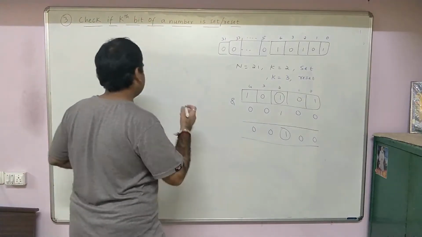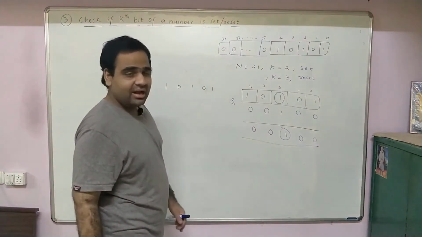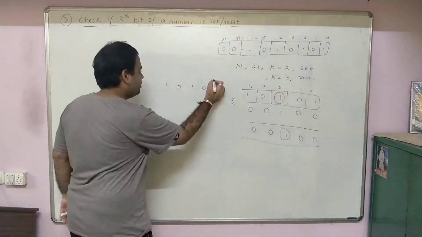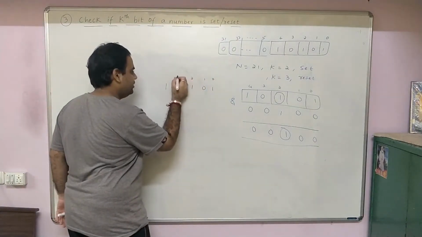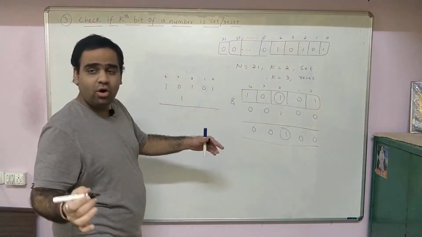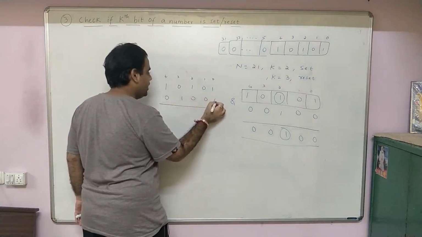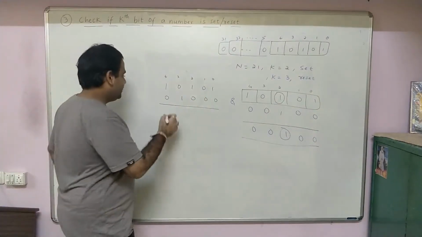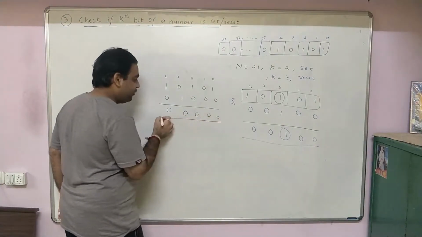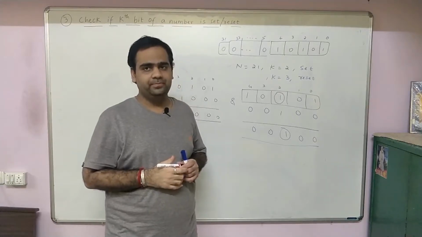Let's take the number as 21 itself, 10101, and I want to check whether the third bit is set or reset. That means this is the 0th bit, first bit, second bit, third bit, fourth bit. I need 1 over here and all the rest as 0, 0, 0 and 0. If I take the bitwise AND, 1 and 0 is 0, 0, 0, 0, 0. And if you get everything as 0, that means the bit is reset.